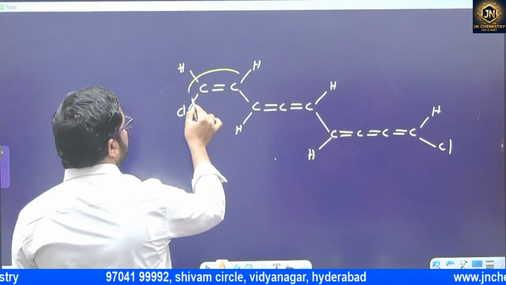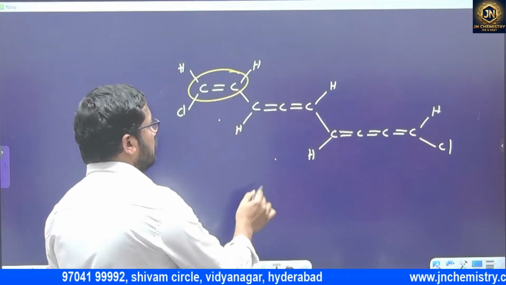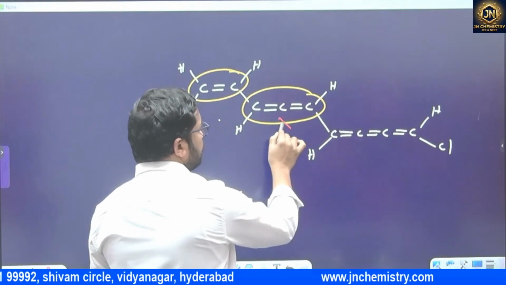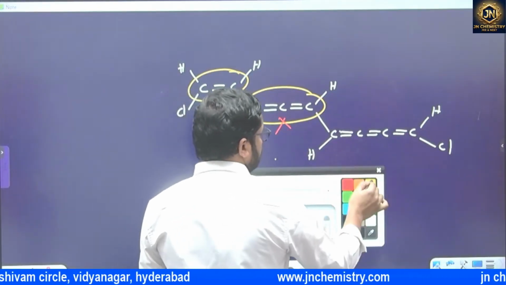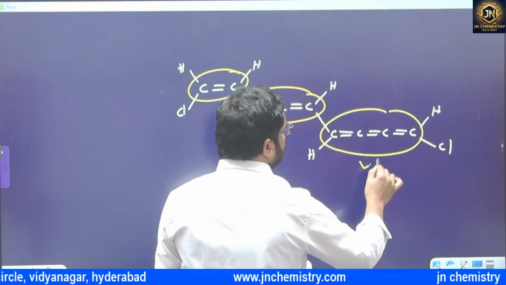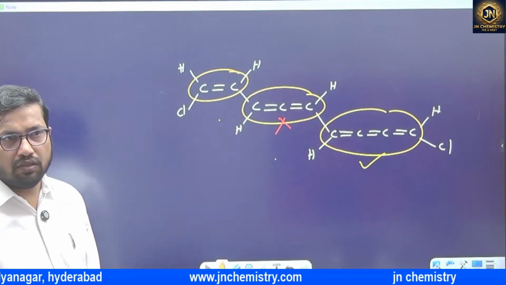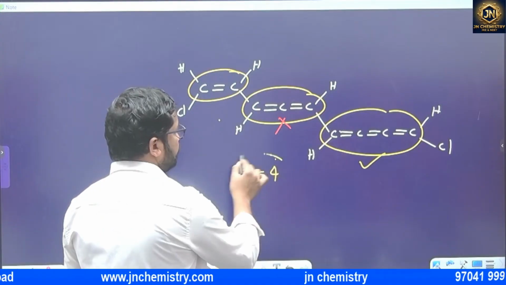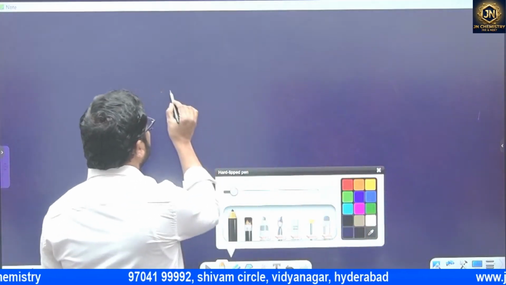So this one will show the geometrical isomerism. This one won't show the geometrical isomerism, right? And this one will show, right? 2 power 2, 4. Right, one more.